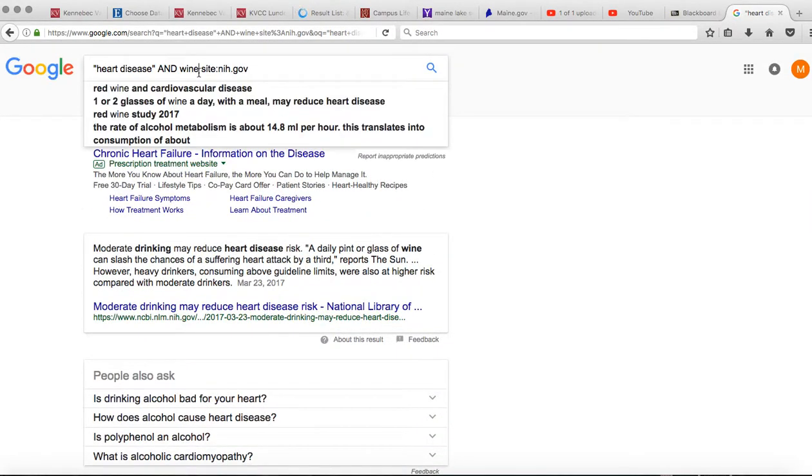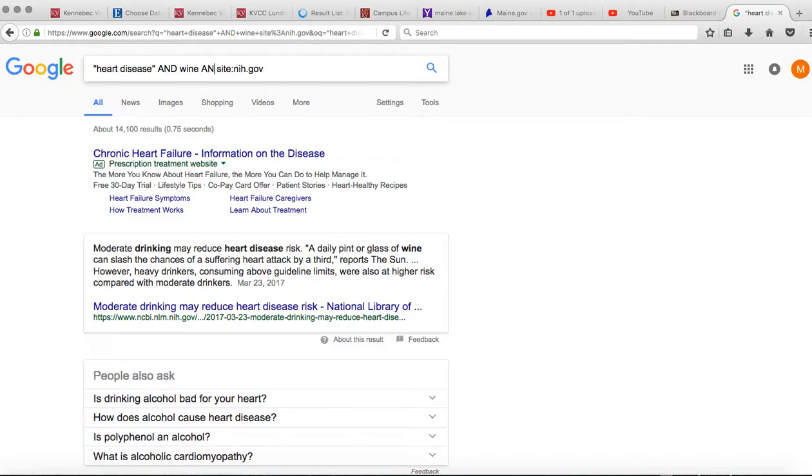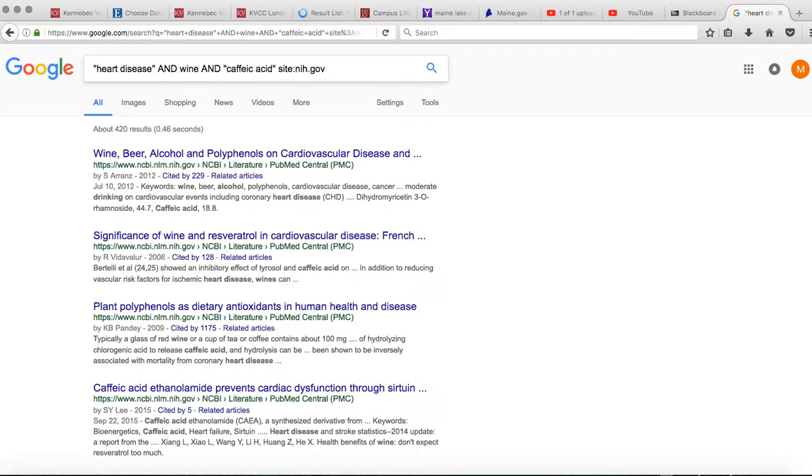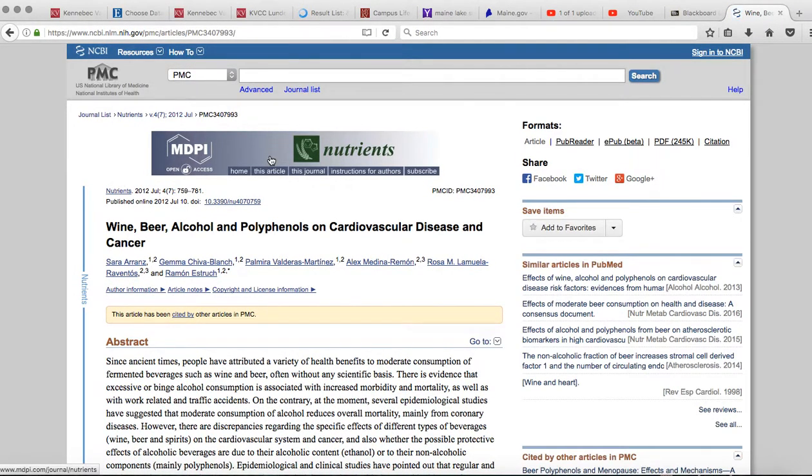And again, we can start to layer those terms on, and we can add caffeic acid, and let's see what happens. We're going to bring it down to about 420 things. And these are all studies. And so now you could click on any of these, and because they are sponsored by the federal government and by the National Institutes of Health, they are open access, and so you should have access to the entire article.